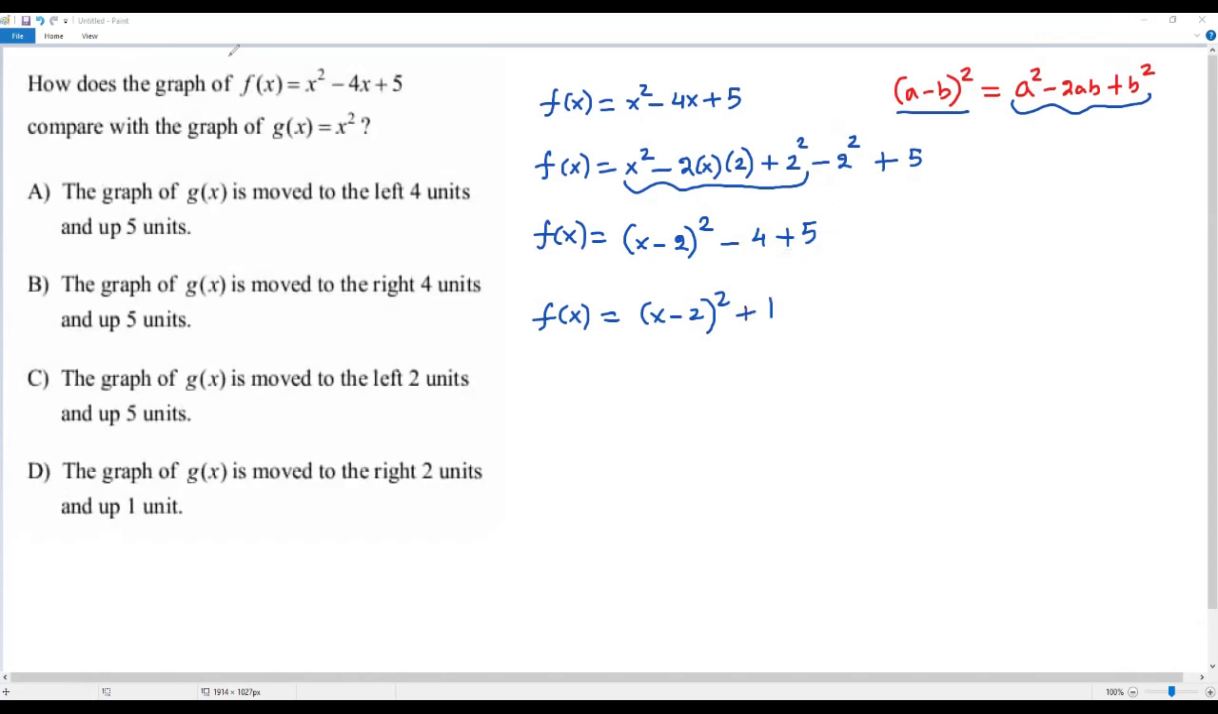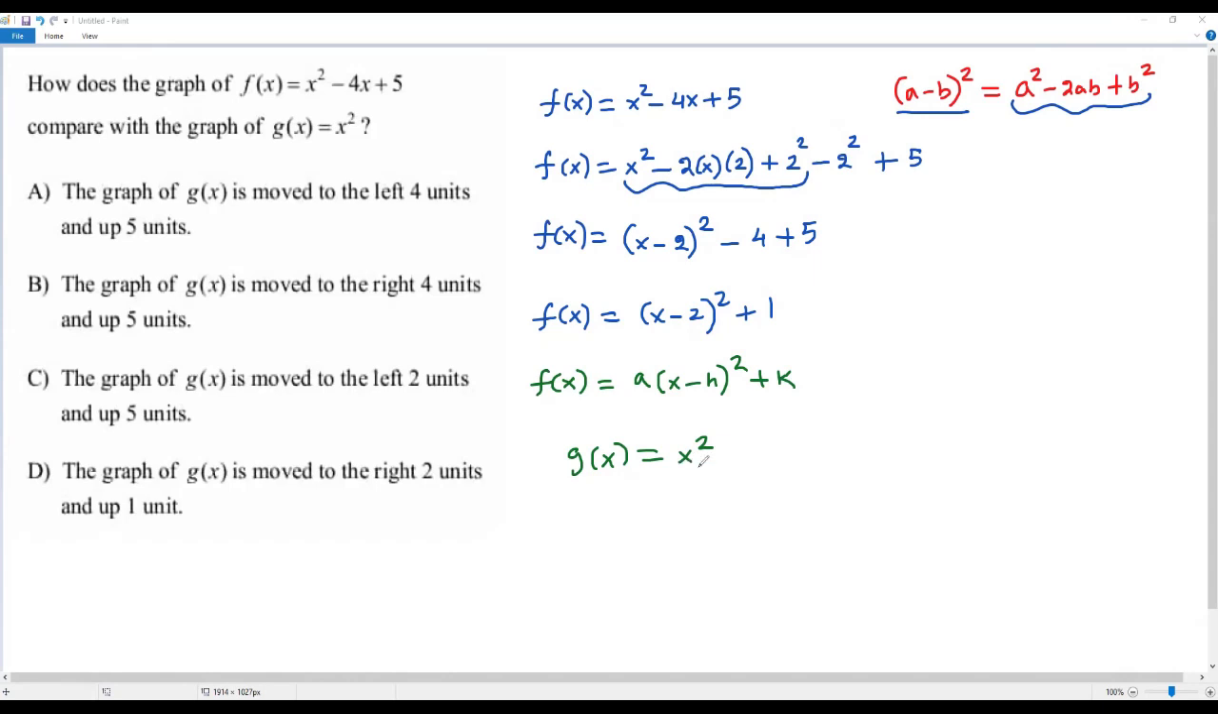Now I got the quadratic function f(x) in vertex form, that is f(x) = a(x − h)² + k. And let me also write the function g(x) here, that is g(x) = x². Now we have to compare the function f(x) with g(x). Instead of x², we have (x − 2)². Also, the coefficient of x² is just 1, and the coefficient of (x − 2)² is also 1. That is, the value of a is 1. Since a is 1, there is no stretch or compression.